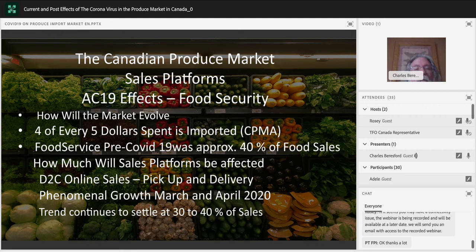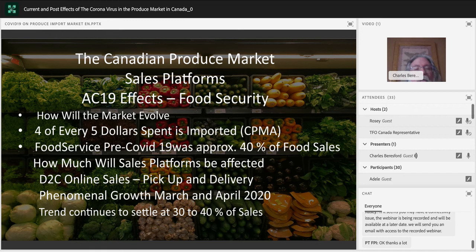And direct-to-consumer online sales has grown. I already mentioned that 700% from the base, which was only 1.2%. Pickup and delivery is phenomenal growth between March and April. The trend continues and it's going to settle. Everybody thinks between 30 to 40% after the big deal is gone. And I think it's going to be even more.